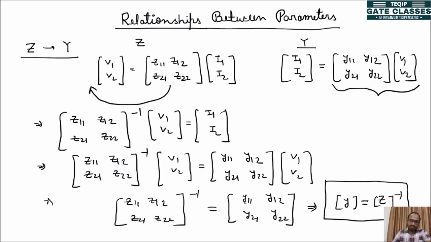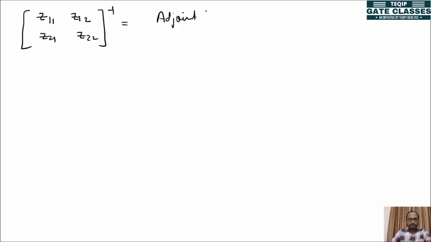Now, if you want to know the values of y11, y12, y21, y22 separately, the relationship between Y and Z parameters for each and every parameter, then you can do one thing. Take the inverse of Z parameter, [Z11 Z12; Z21 Z22] inverse. What is the inverse of this? Adjoint matrix of Z divided by determinant.